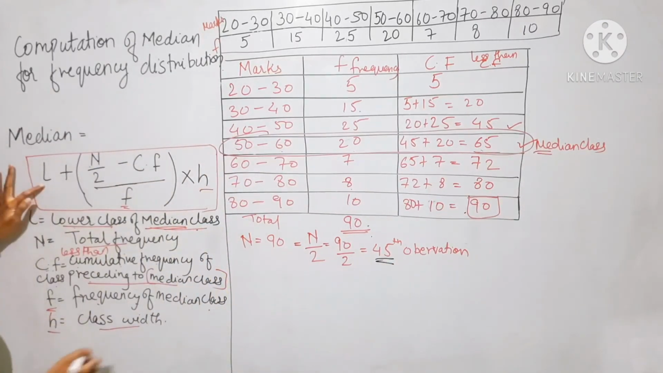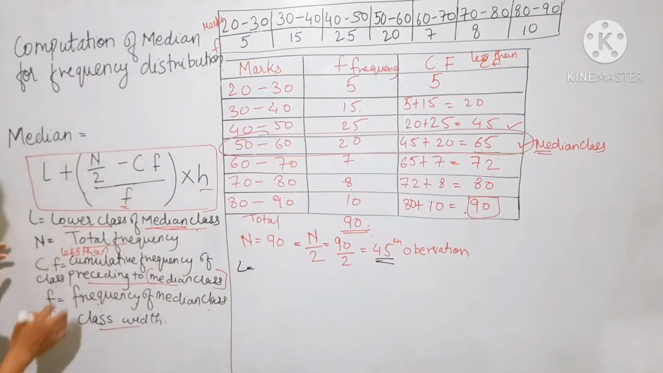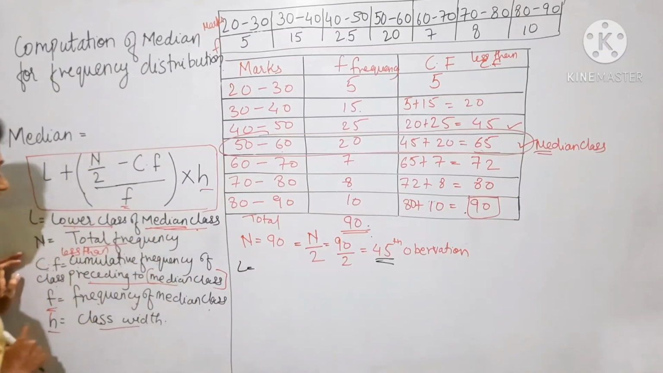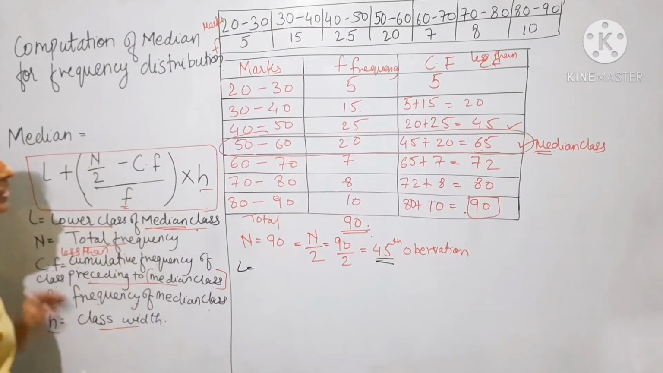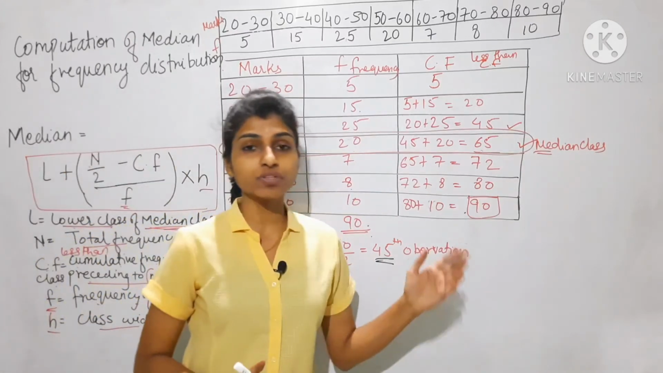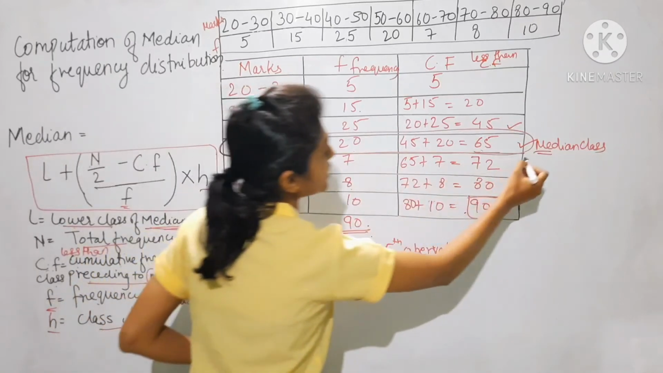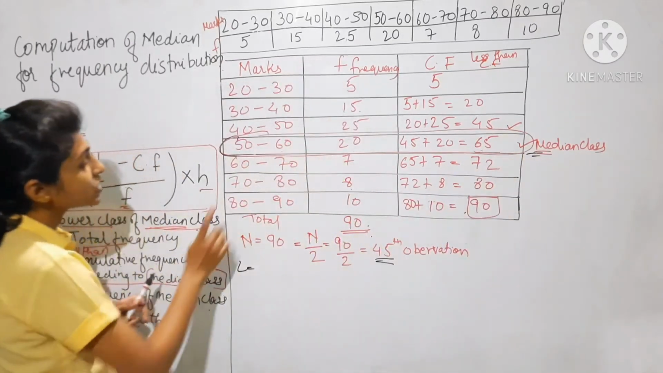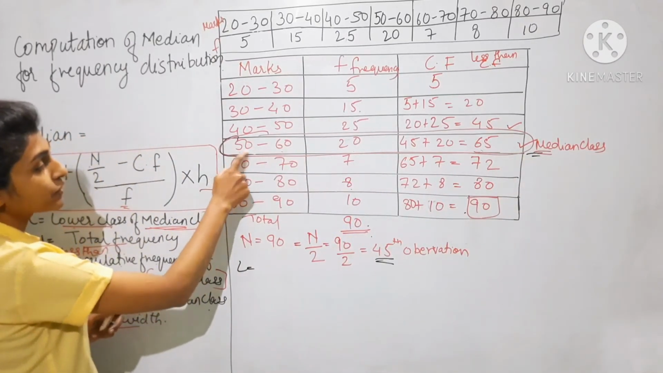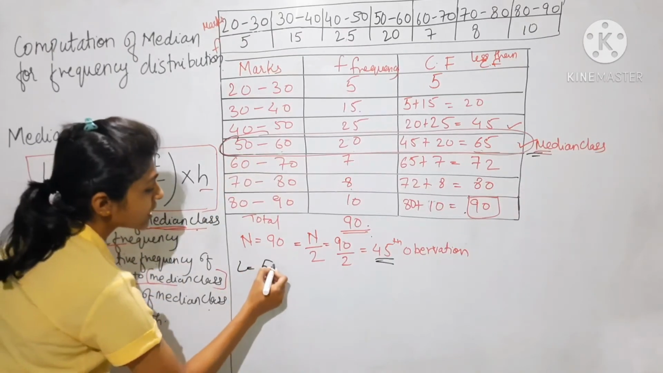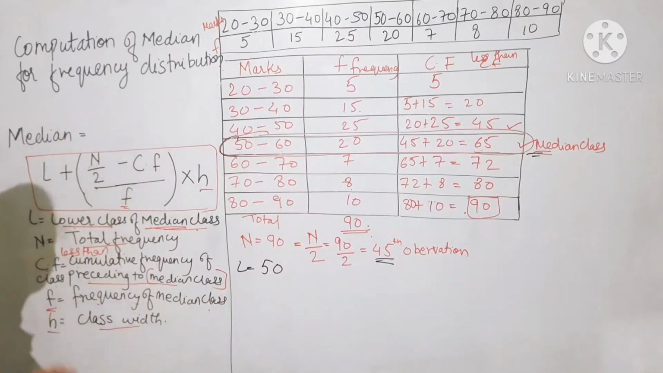Now L is what? L is equal to what? Lower class of the median class, means lower limit of the median class. Now as I said, this class 50 to 60 is the median class. So which is the lower limit in 50 to 60? 50 is the lower limit. Okay, so we have got the lower limit.